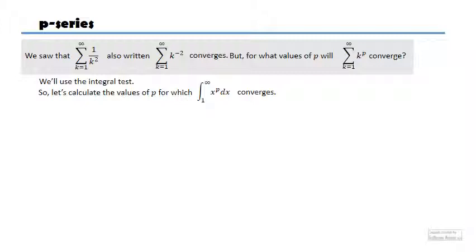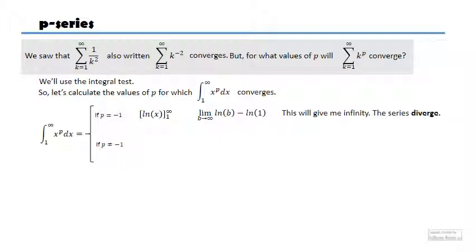So we'll calculate the values of p for which the integral converges. I do the integration, and here's an important thing. It's going to depend on the value of p, of course. But it's only really going to matter whether p is equal to minus 1. Because if p is equal to minus 1, I'm going to be getting 1 over x, and that is the natural logarithm. In all the other cases, I'm going to be getting my old formula for integrating powers. Let's first do the logarithm one. This is what I'm going to get when I integrate, and the limit of the natural logarithm of b as b goes to infinity is infinity. So this series diverges.